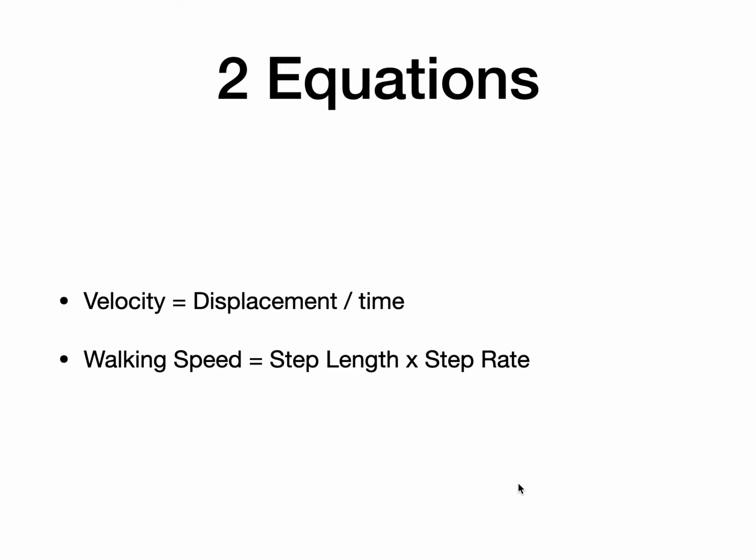And besides the equation we just covered, displacement divided by time that we're going to use, there's actually another way to calculate walking speed. The equation looks like this: step length times step rate. What do those two variables mean?